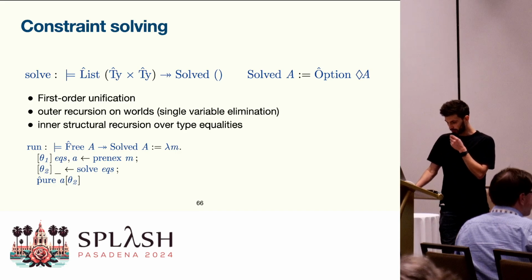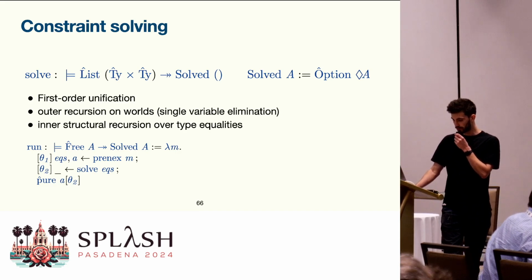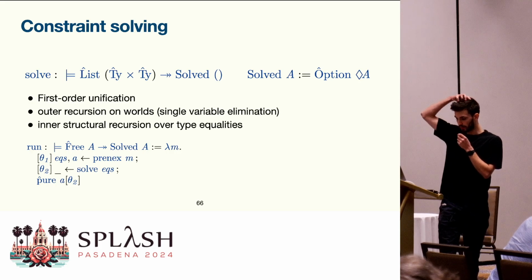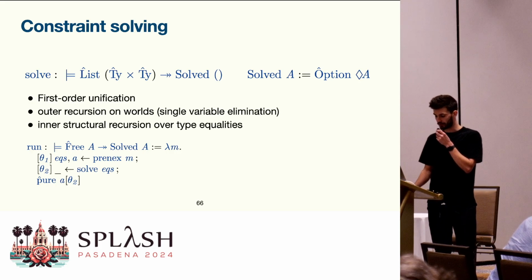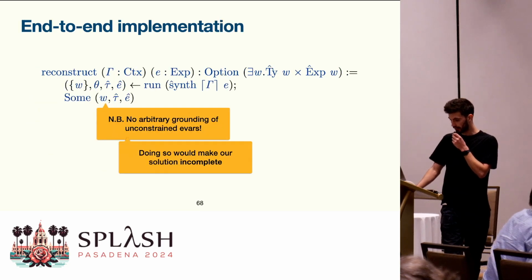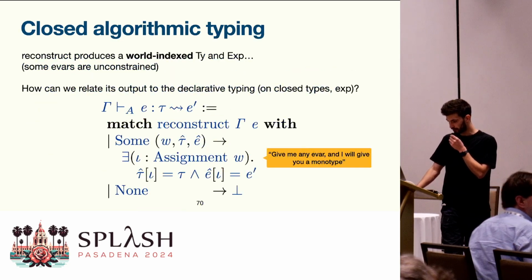So we also have constraint solving here, and then we have this run function, which essentially takes a program, sort of a constraint, turns it into prenex form, then tries to solve it. I'm going to skip over some of this.